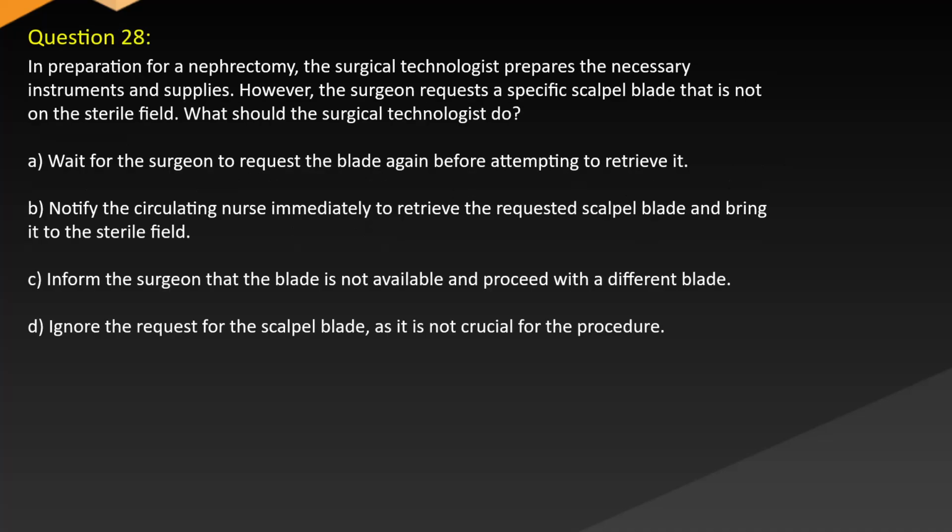Question 28. In preparation for a nephrectomy, the surgical technologist prepares the necessary instruments and supplies. However, the surgeon requests a specific scalpel blade that is not on the sterile field. What should the surgical technologist do? A. Wait for the surgeon to request the blade again before attempting to retrieve it. B. Notify the circulating nurse immediately to retrieve the requested scalpel blade and bring it to the sterile field. C. Inform the surgeon that the blade is not available and proceed with a different blade. D. Ignore the request for the scalpel blade as it is not crucial for the procedure.